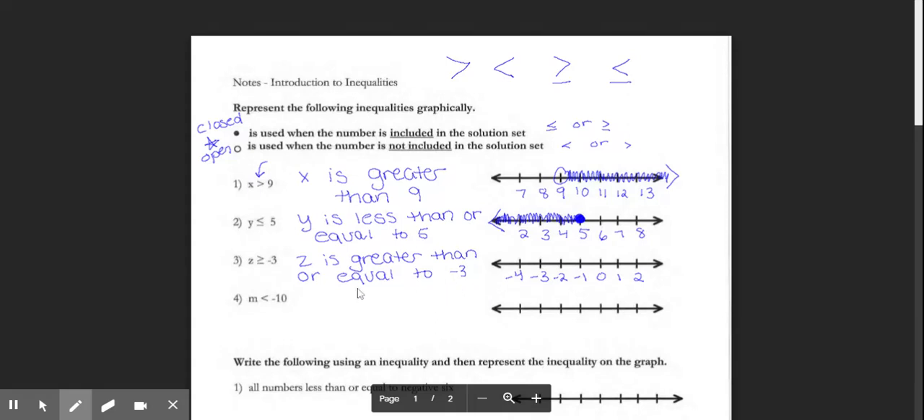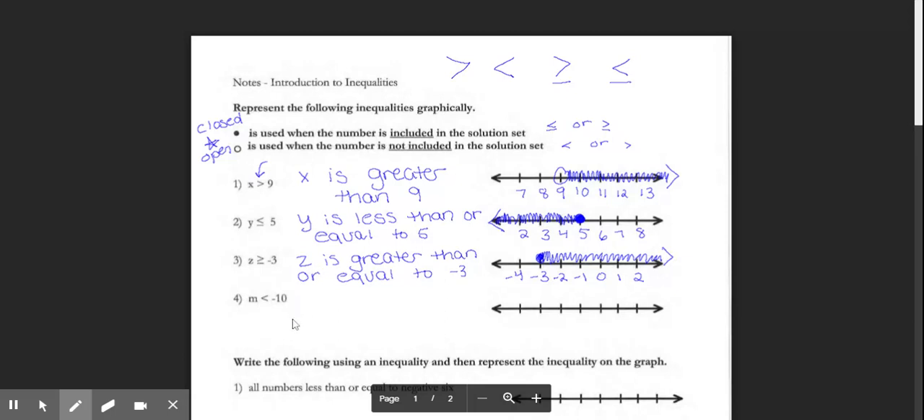Next, I pick my circle. Because it has an underline here, that means the number is included in the solution. So I'm going to use a closed circle. So I go to -3 and use a closed circle. Then my inequality says I want all the numbers that are greater than -3. Greater than will always go to the right. So I'm going to shade everything over to the right, all the way through till the end of the number line with an arrow at the end.